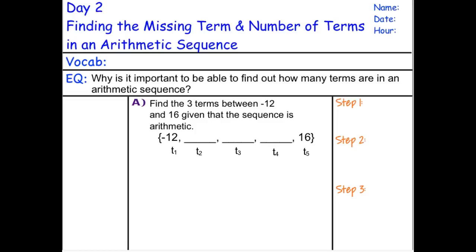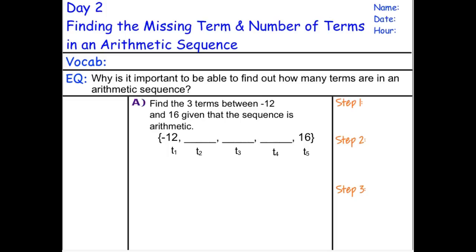Hello! Now that we've had a chance to get through some of that introduction to arithmetic sequences and some of those basics, now we're going to take it to the next step. Today we're going to find missing terms and find the number of terms, as well as work with some word problems.